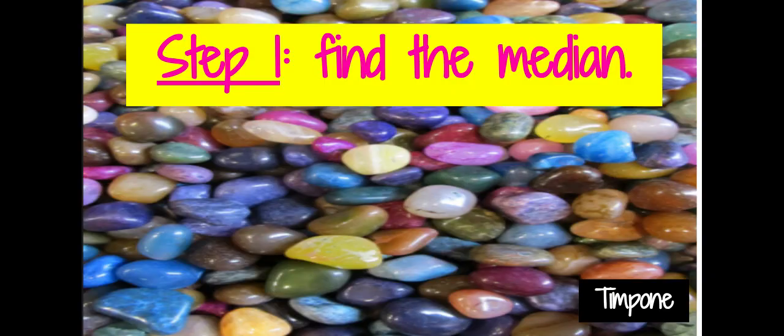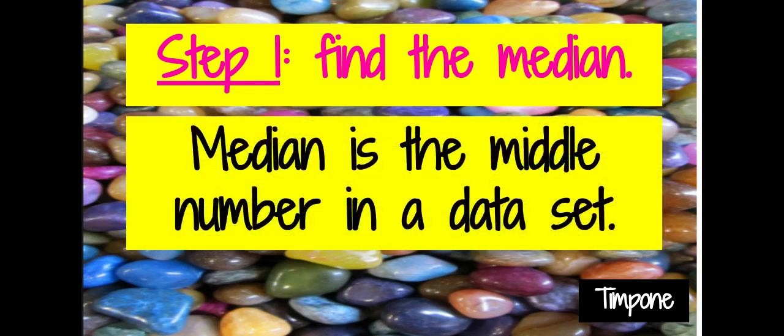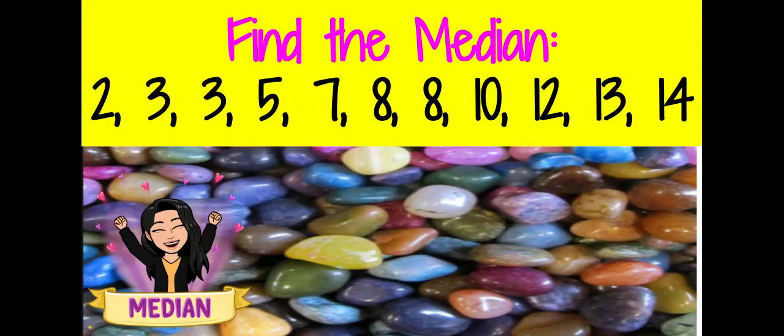Step 1 is to find the median. Remember, the most important step to finding the median is making sure that the numbers are in order. Median is the middle number in a data set. Let's find the median.